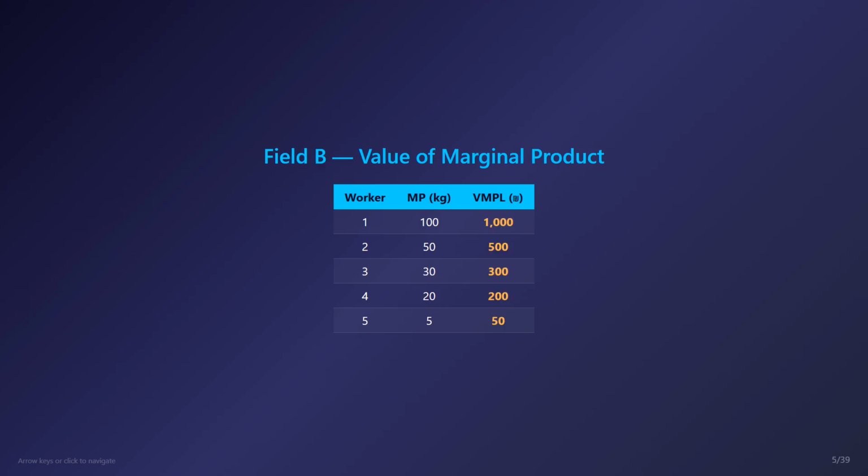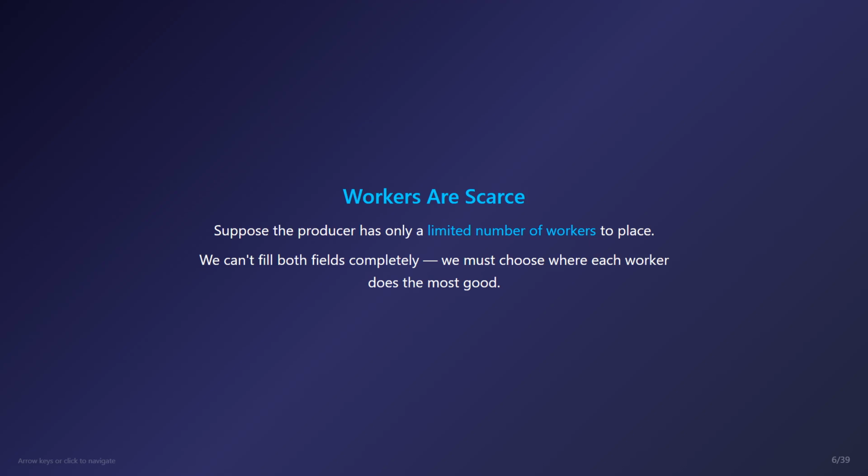And here is field B. The first worker is worth 1,000 shekels, the second 500, the third 300, the fourth 200, the fifth 50. Field B starts lower but also diminishes. Now suppose the producer has only a limited number of workers to place. We can't fully staff both fields. We have to choose, for each worker, the field where they do the most good.